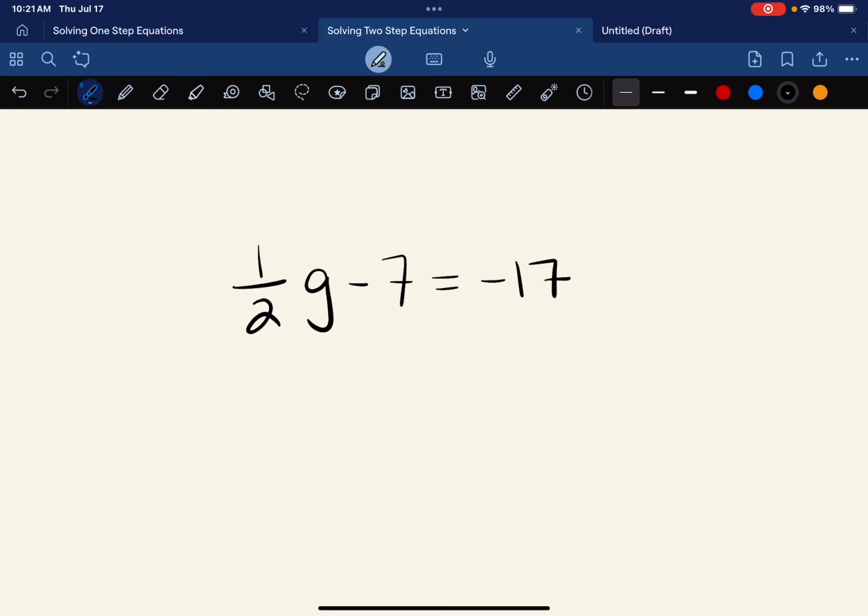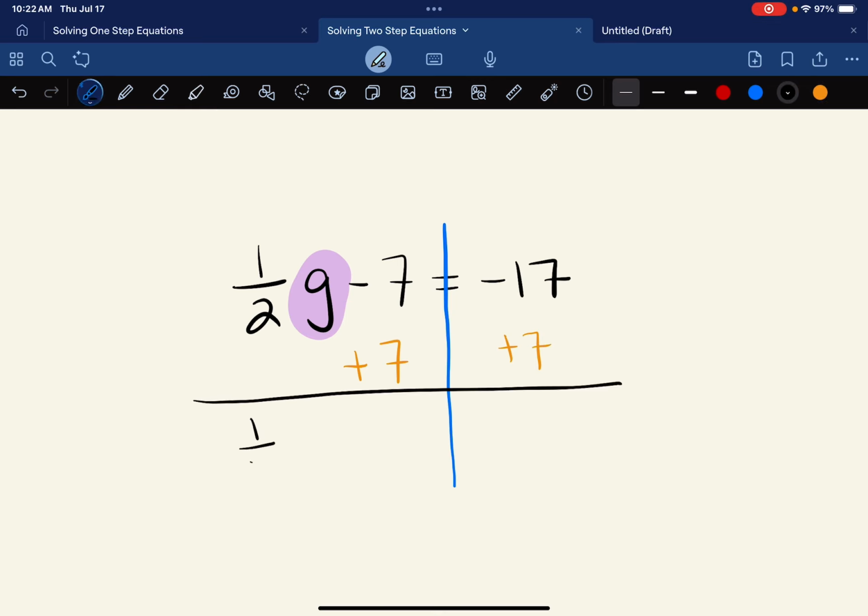If we have 1/2 g minus 7 equals a negative 17, I'll go ahead and split my equation. And I'm identifying this g. I want to know what my g value is equal to. So let's add 7 to both sides of my equation. The inverse of minus 7 is plus 7. And that leaves us with 1/2 g, minus 7 plus 7 cancels to 0, equals negative 17 plus 7 will give us a negative 10.